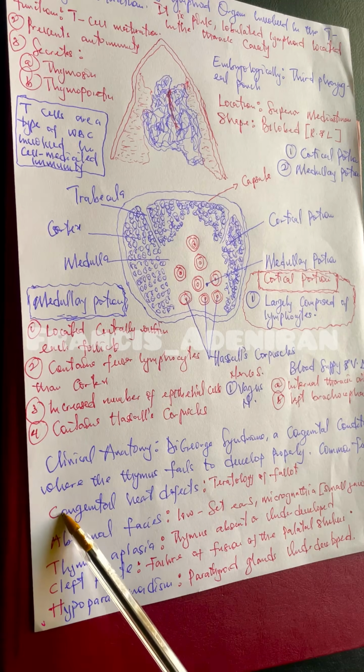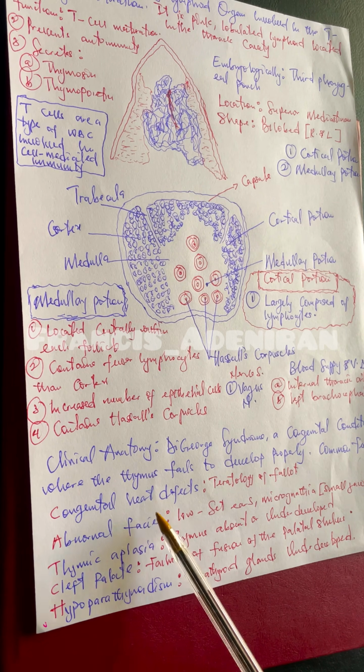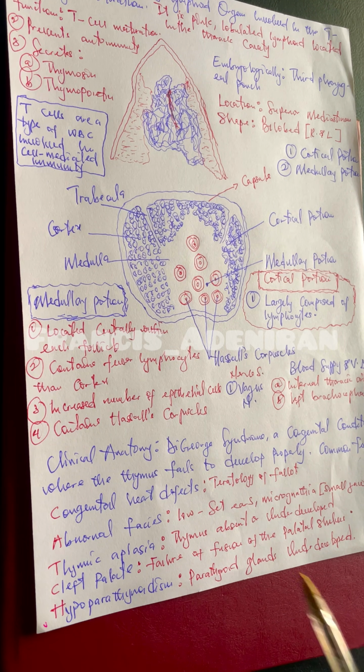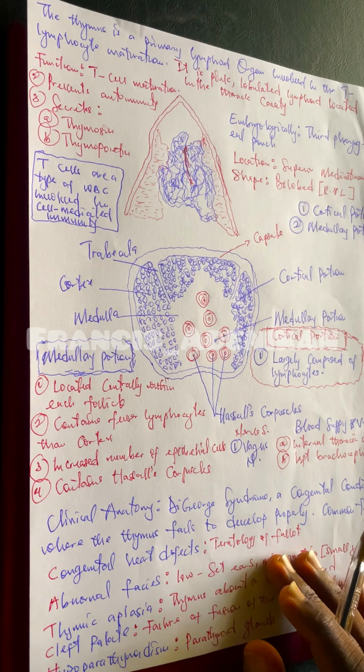Now we have common features of this DiGeorge syndrome, and it is labeled CATCH. We call it the CATCH. The first one is the cardiac defects. Second one is the abnormal facies, which can be a low set of ears and also a small jaw. We also have what we call thymic aplasia, which is where the thymus is either absent or underdeveloped. We have what we call the cleft palate, and also a condition where the parathyroid glands can be underdeveloped.